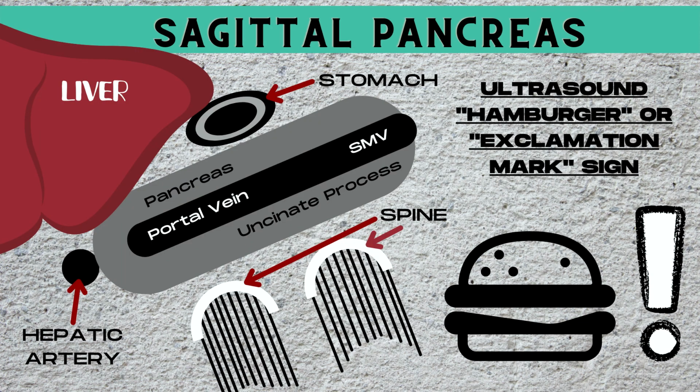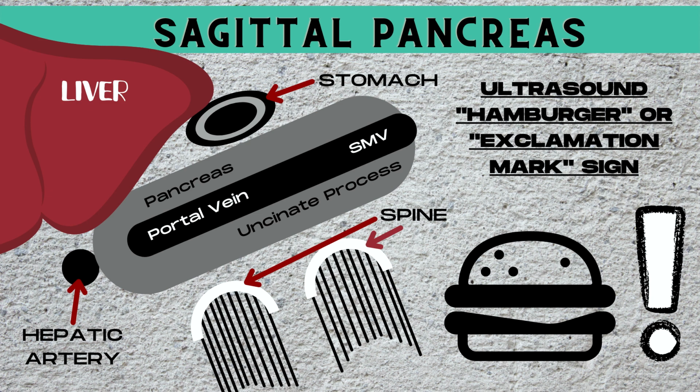Time to talk about the sagittal pancreas. The sagittal pancreas is usually not routinely imaged as part of the pancreas protocol. However, if a mass is visualized in the pancreas, or if it's the protocol of your site, you need to know how to get a sagittal pancreas image.